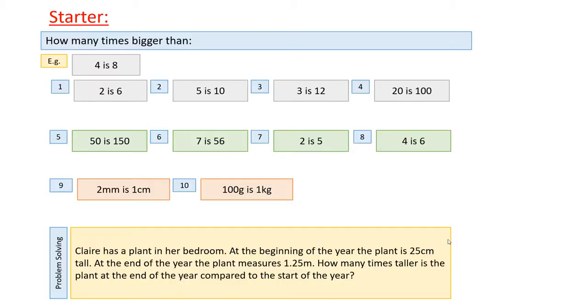So today we're going to be learning about direct proportion. That's our title for now. The first thing we're going to do is start off with a quick starter. The starter is how many times bigger than, so 4 to 8.